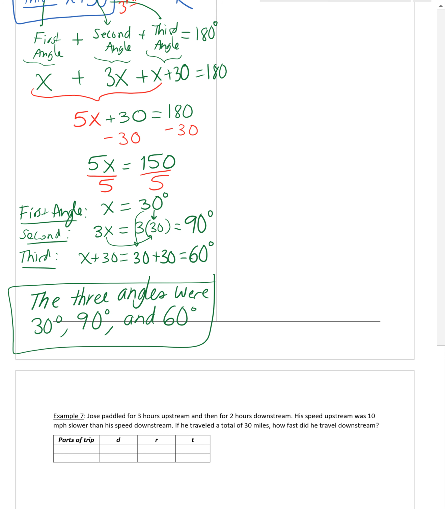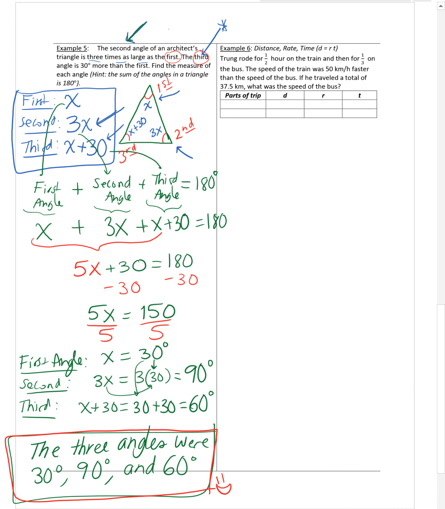I guess a quick check would be just make sure, do all 3 of those numbers add up to 180? 30 plus 90 is 120, plus 60 is 180, yeah. All right, I think we got it. Yay! Okay, calm down.